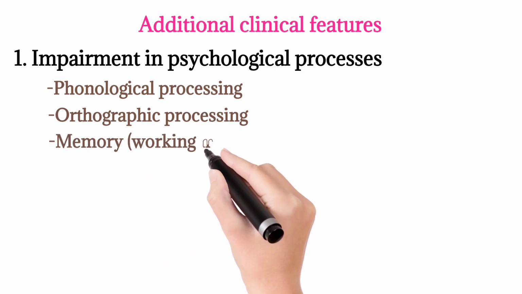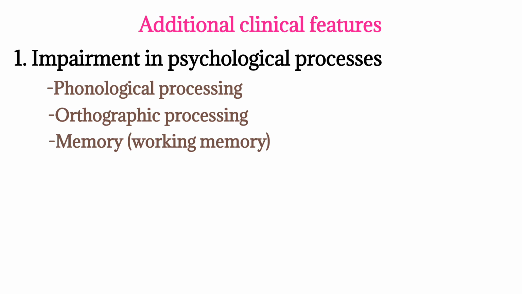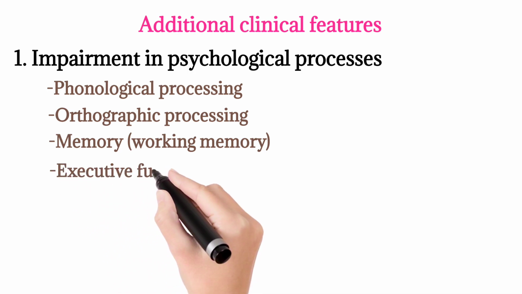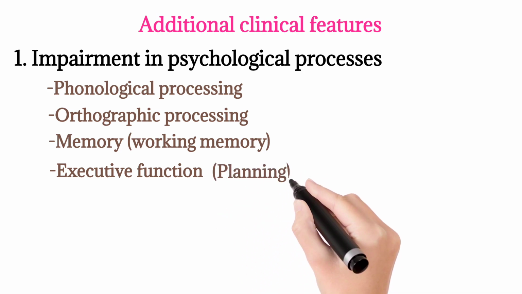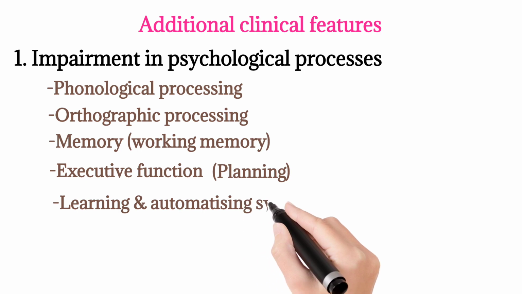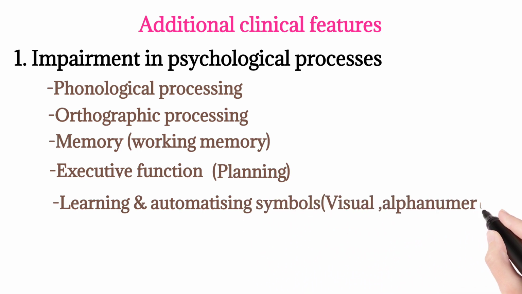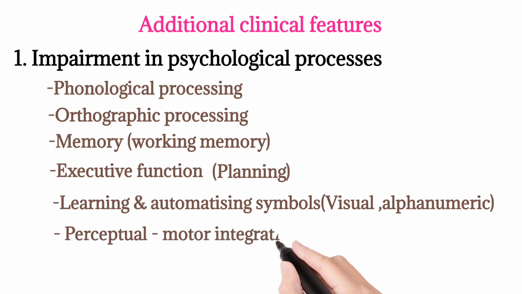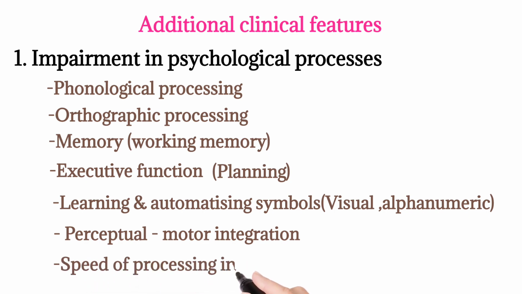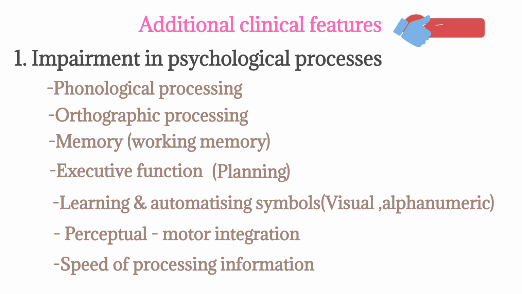Next is memory, that involves working memory, then executive functions, for example planning, learning and automatizing symbols, for example visual and alphanumeric symbols. Next is perceptual motor integration, that means integrating sensory information with motor response, and speed of processing information. Deficits in these psychological processes are presumed to be underlying a child's ability to learn academic skills.